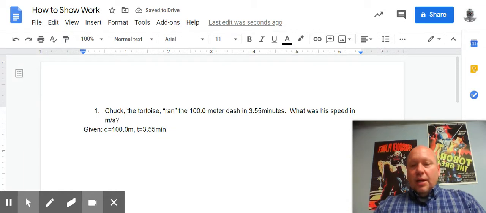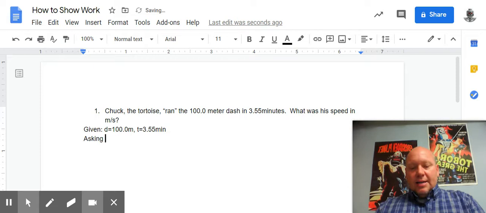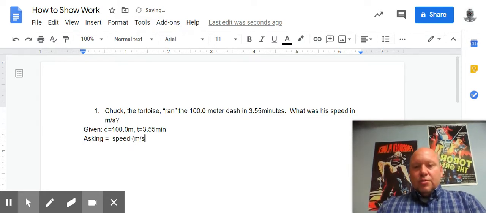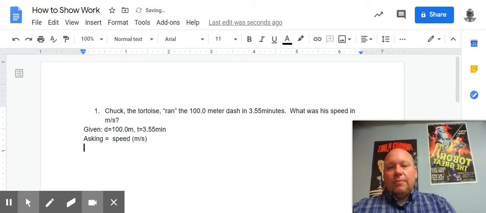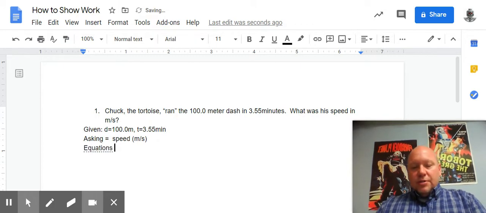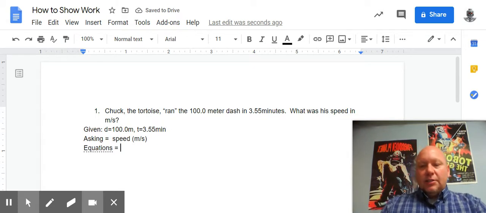Cool, that's it. The next thing we're looking for is what is the problem asking? And it's pretty straightforward. It is asking for the speed, meters per second. All right. Then the third thing we're usually looking for are the relationships, or often called the equations, that relate some of these things. Sometimes there'll be more than one. Velocity, or speed in this case, equals distance divided by time.